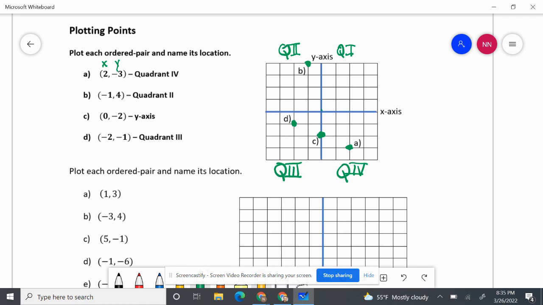So once again, you're plotting the points, and then you state if it's in one of the quadrants, quadrant 1, 2, 3, or 4, if it falls along the x-axis or the y-axis.